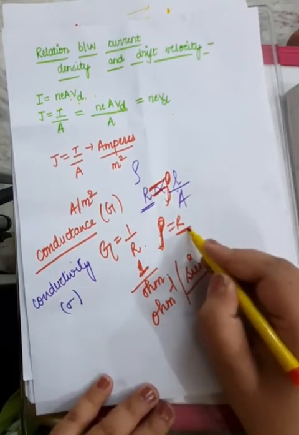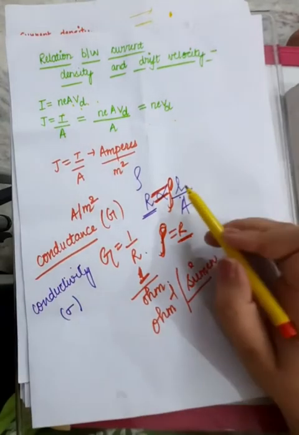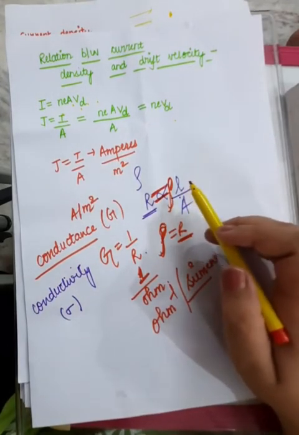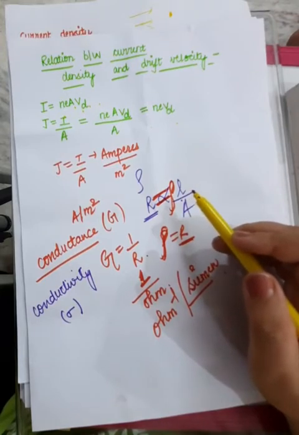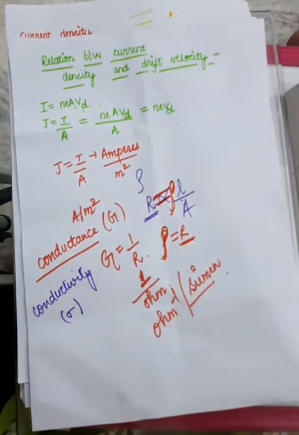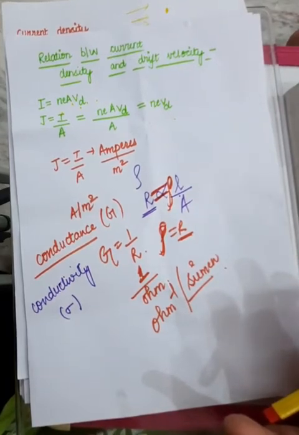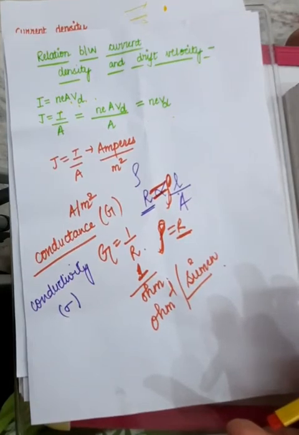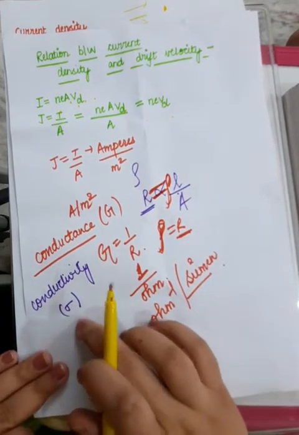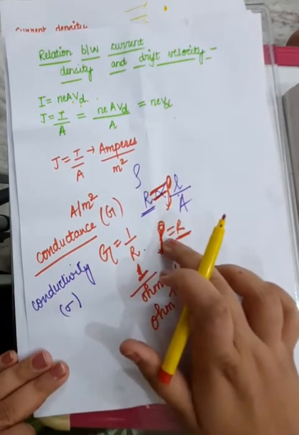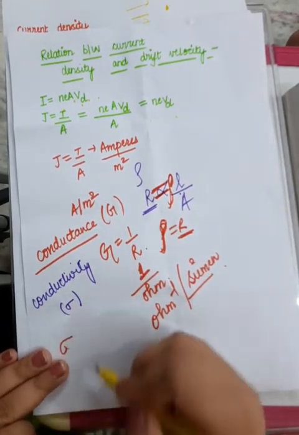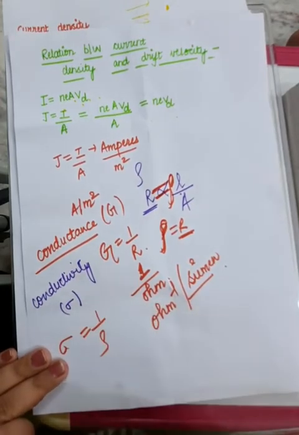But this is the resistance of that material whose length you considered as 1 meter and area as 1 meter squared, and tried to find out the resistance. So that is resistivity. It is basically equal to the resistance of a material whose length is taken as 1 meter and area is taken as 1 meter squared. So conductivity is exactly opposite of resistivity. Basically conductivity is 1 upon rho. Remember that.